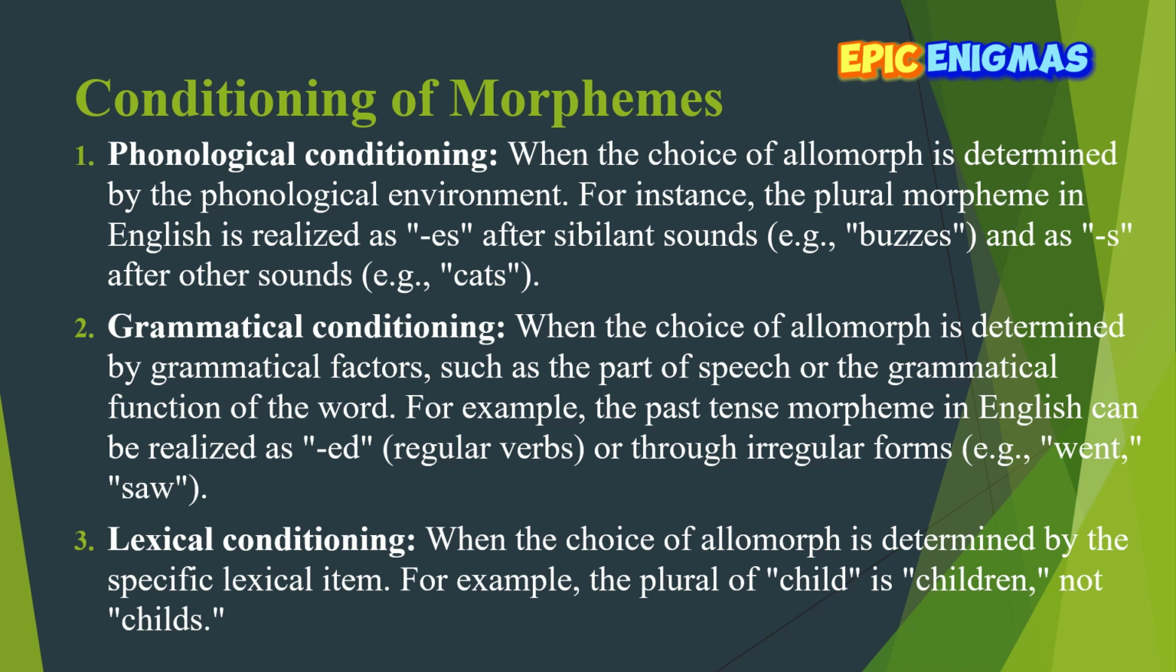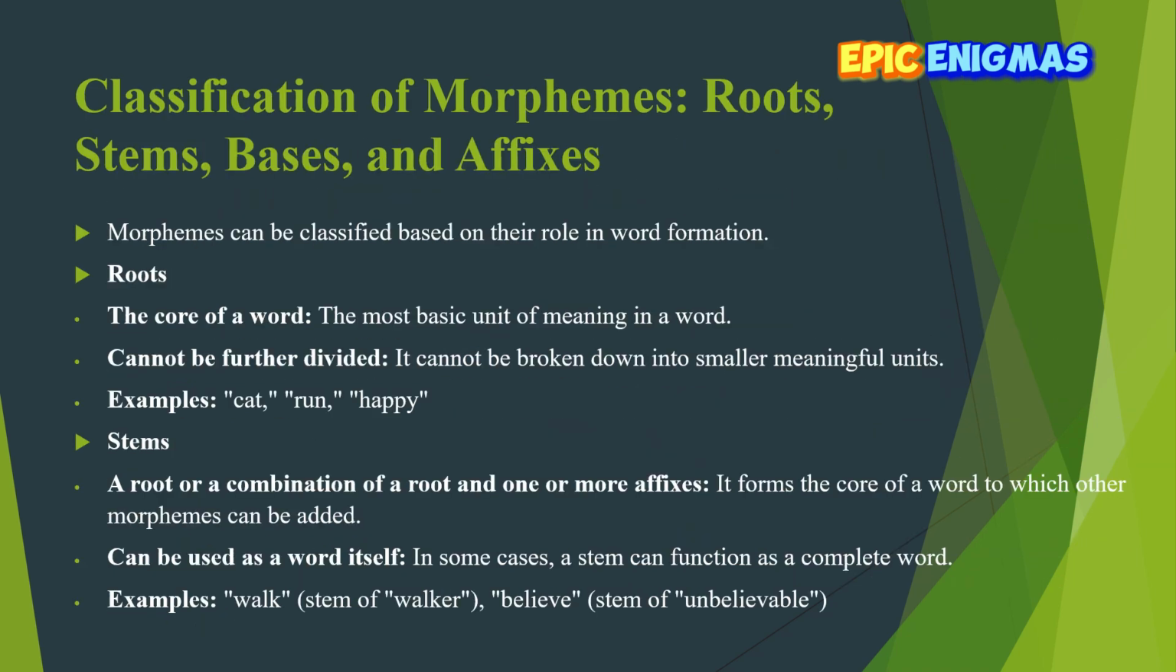Then we have grammatical conditioning, when the choice of allomorph is determined by grammatical factors such as the part of speech or grammatical function of the word. For example, the past tense morpheme in English can be realized as ed, for regular verbs, or through irregular forms, went, and so on. Lexical conditioning, when the choice of allomorph is determined by a specific lexical item. For example, the plural of child is children and not childs. So we have three of them: phonological conditioning, grammatical conditioning, and lexical conditioning.